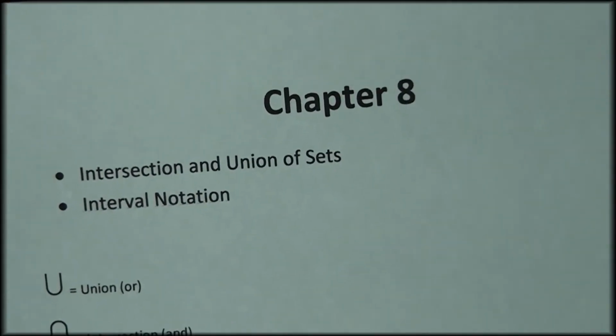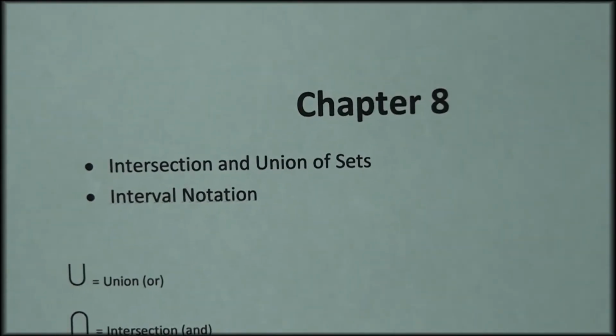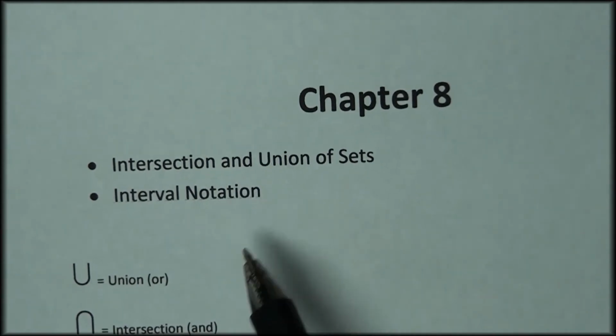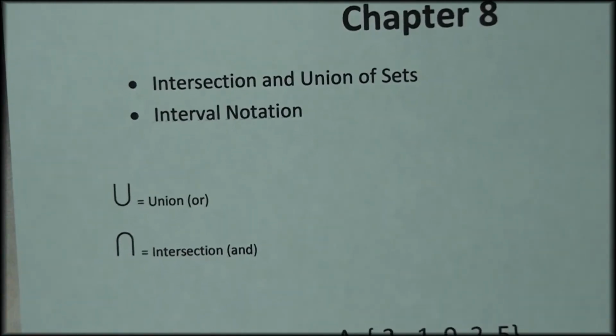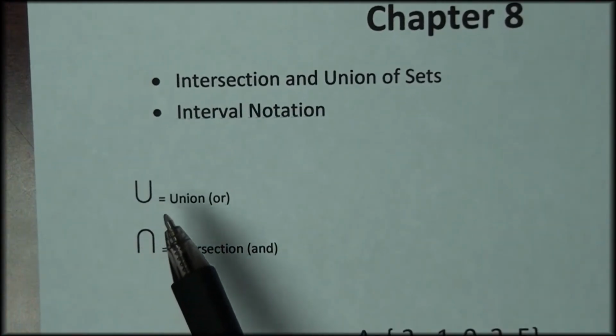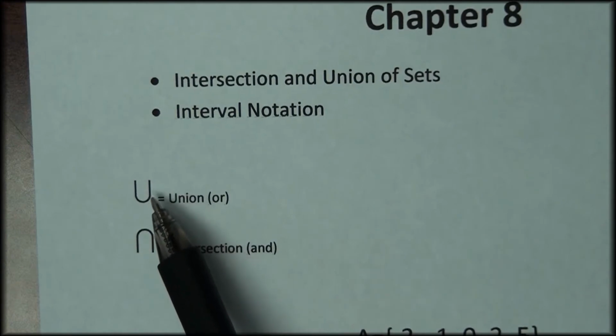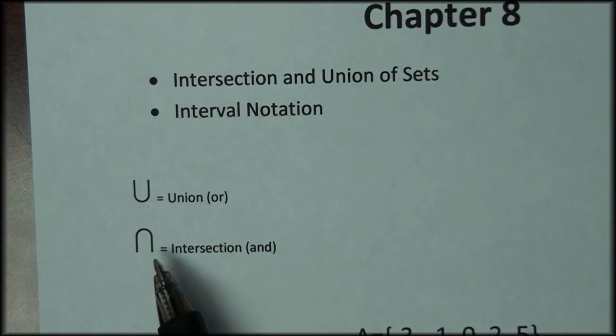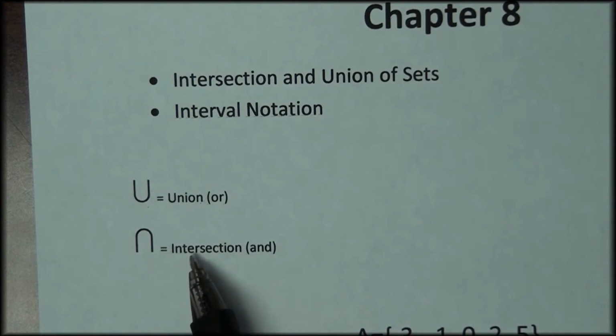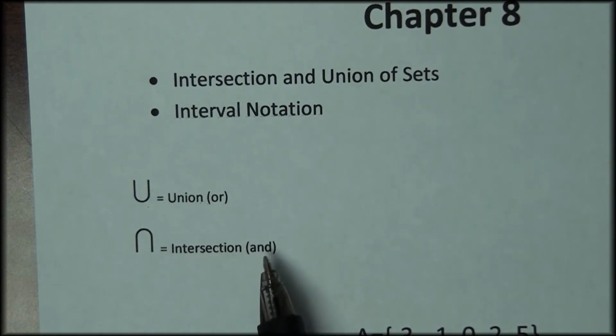In this session, we'll take a look at Chapter 8 objectives. We'll take a look at the intersection and union of sets. We'll also take a look at interval notation. We first see the terminology and the mathematical symbols for the union, which is OR. We also see the mathematical symbol for intersection, which is AND.